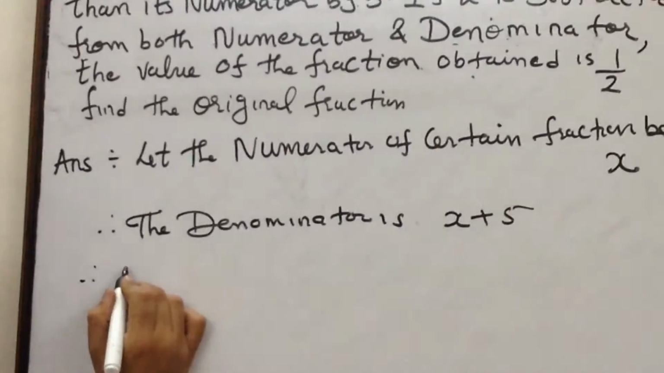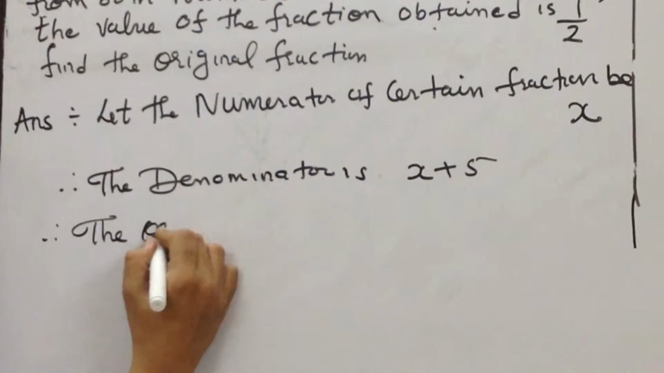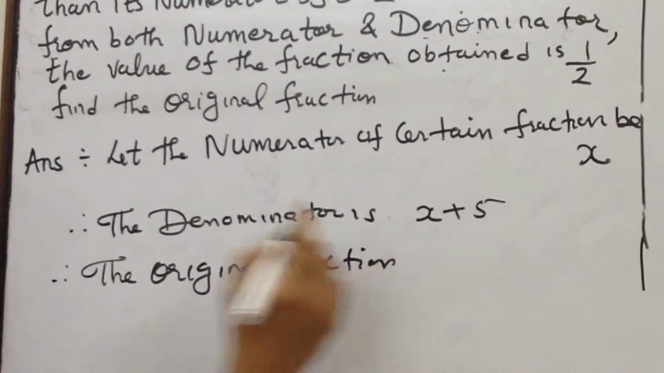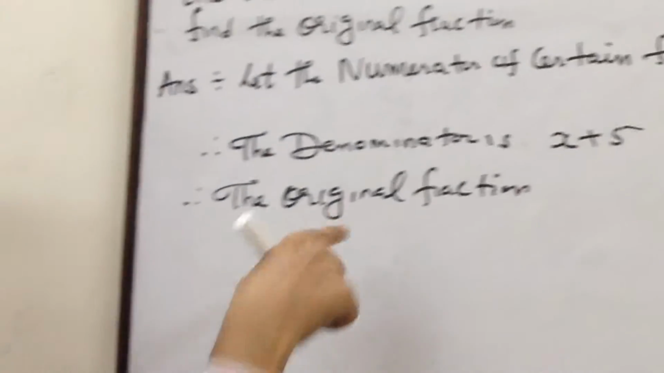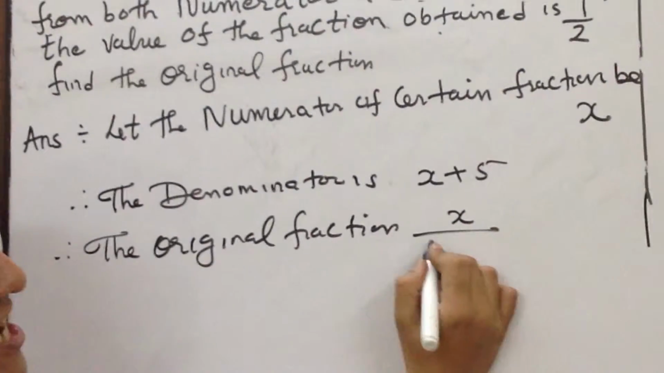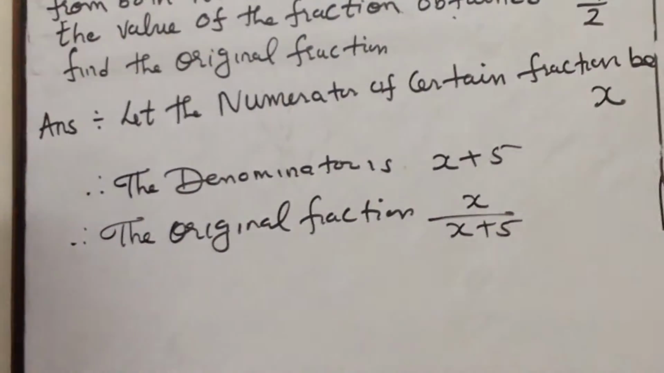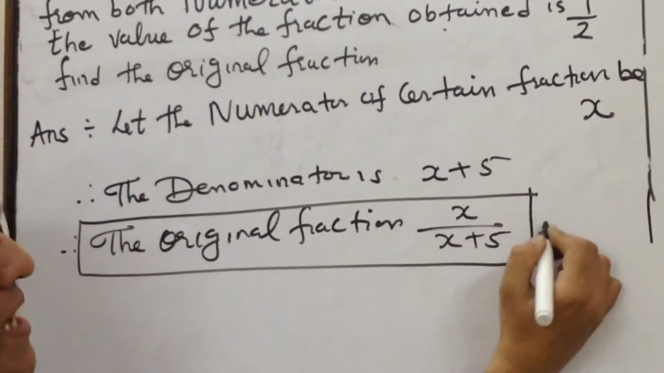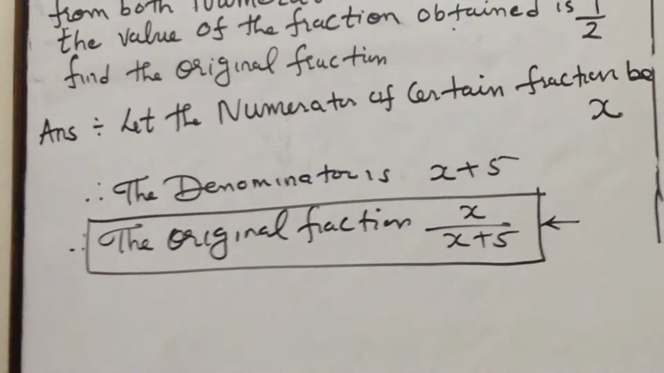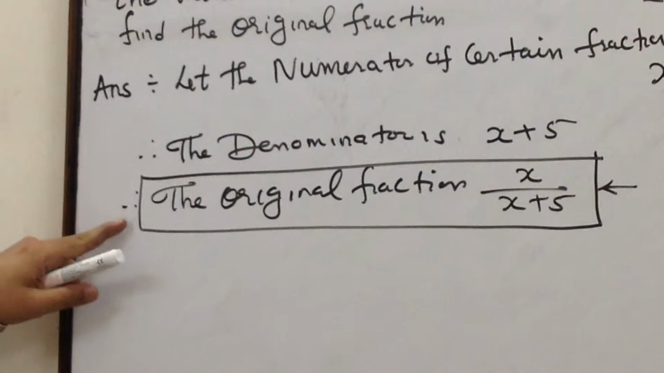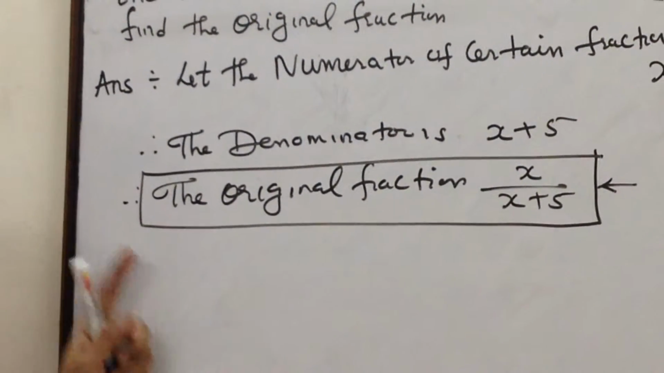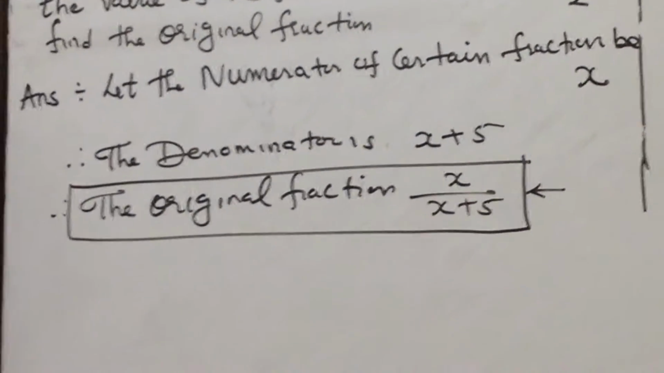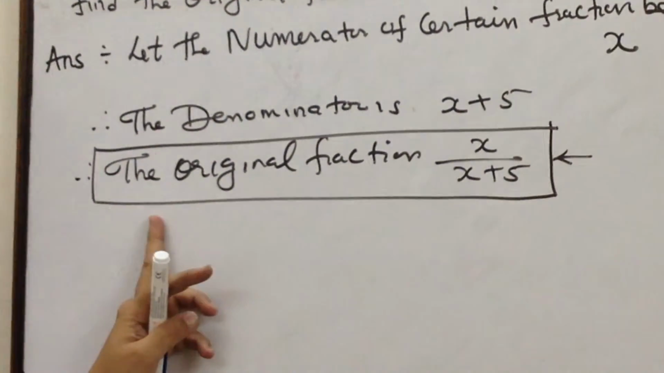Therefore, what is the original fraction? A fraction is always numerator over denominator, students. So the numerator is x, the denominator is x plus 5. Mind you, our answer in the fraction problem is always the third line. This being the first line, this being the second, this is going to be the third line. So whenever we reach the final answer, our answer has to be the third line.